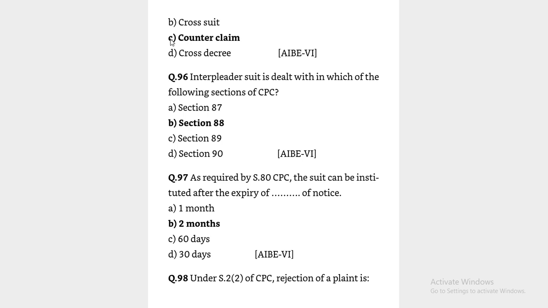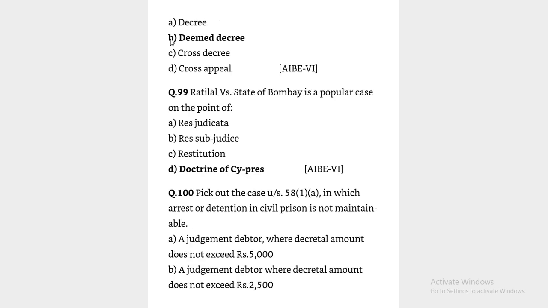Under Section 2 of the CPC, rejection of the plaint is called a deemed decree. Rejection of the plaint is also a decree. It is a deemed decree under Section 2(2). Ratilal versus State of Bombay is a popular case on the doctrine of cy-pres. The Ratilal case is on the doctrine of cy-pres.